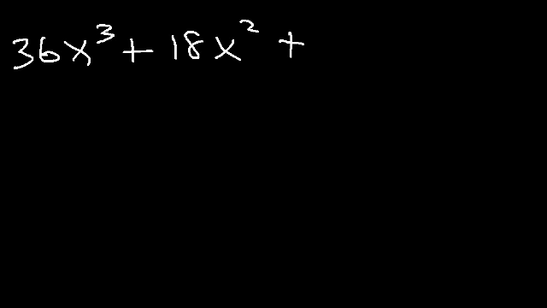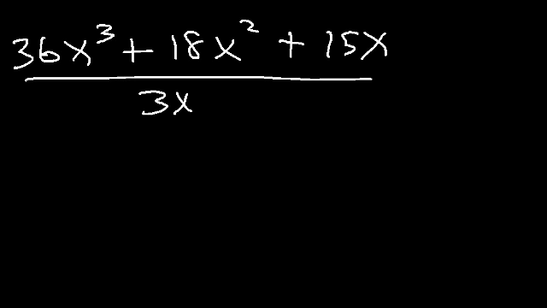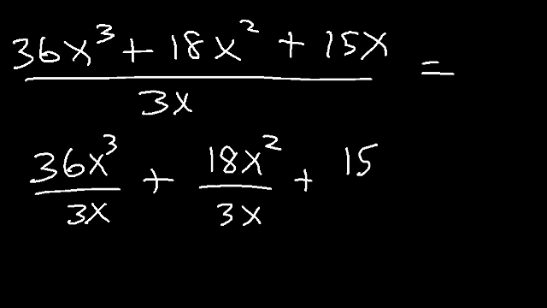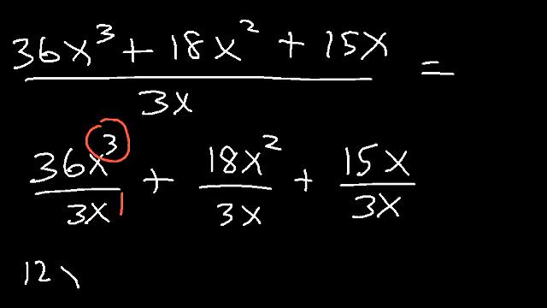So try this one. 36x cubed plus 18x squared plus 15x divided by 3x. So this is equivalent to 36x cubed divided by 3x plus 18x squared divided by 3x plus 15x divided by 3x. 36 divided by 3 is 12. And 3 minus 1 is 2. So this is going to be 12x squared. 18 divided by 3 is 6. 2 minus 1 is 1.